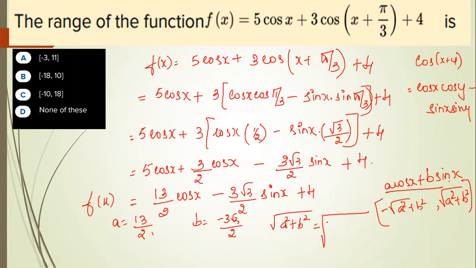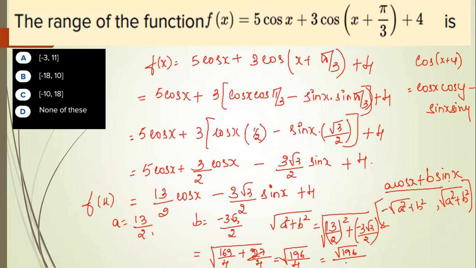Such a simple mathematical step and you're finding it difficult. 13 by 2 whole square plus minus 3 root 3 by 2 whole square. So it comes out to be square root of 13 by 2 whole square is 13 square by 2 square. So 169 by 4 plus minus 3 root 3 whole square. So minus 3 square is 9. 9 into 3 is, root 3 square is 3, yes, it is 27 divided by 4. So you get the answer as 196 by 4.